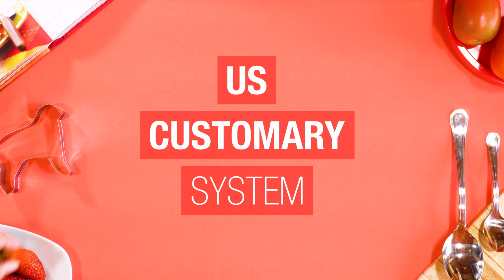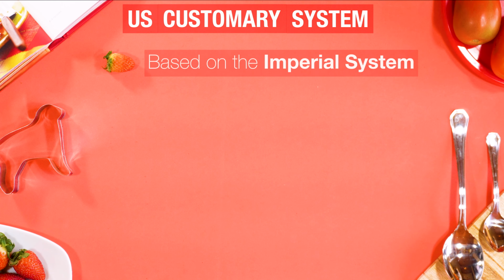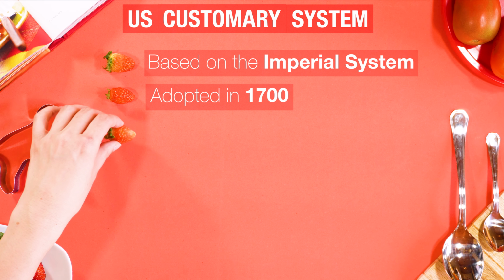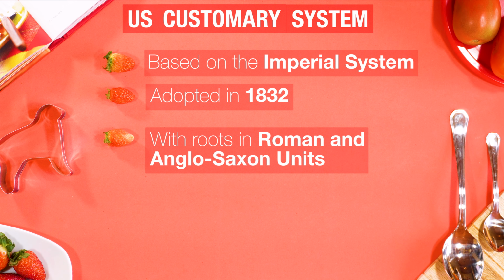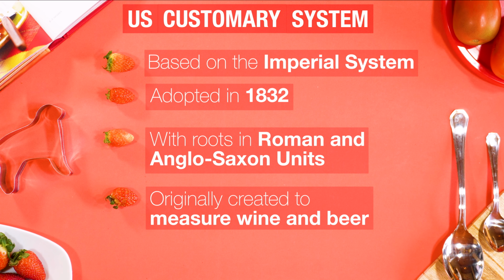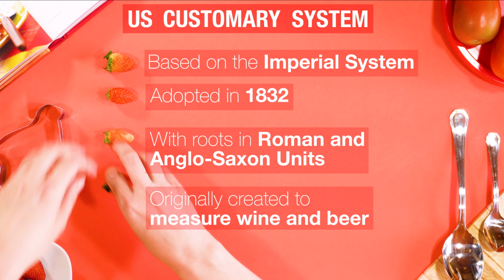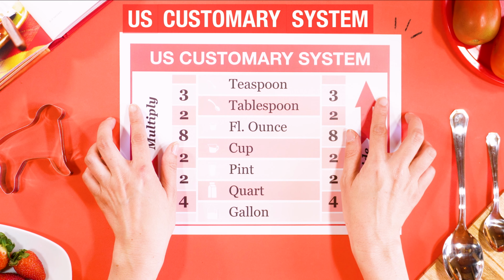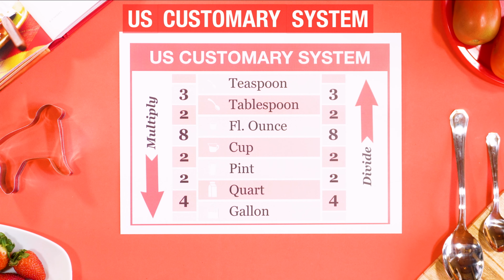The US customary system is based on the imperial system used in England at the time of colonization, which had its roots in both Roman and Anglo-Saxon units. Originally, they were created and used for the measurement of wine and beer. All the units used in the system have a mathematical relationship to each other. To better understand it, let's use this simple table.